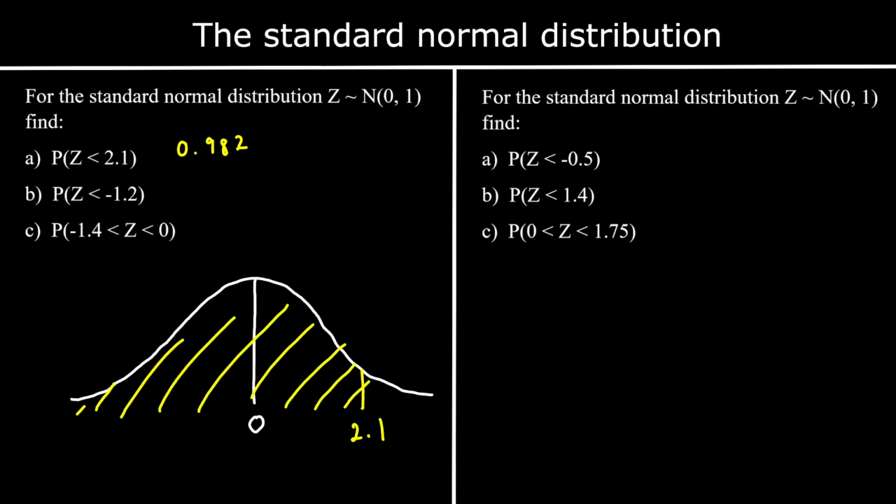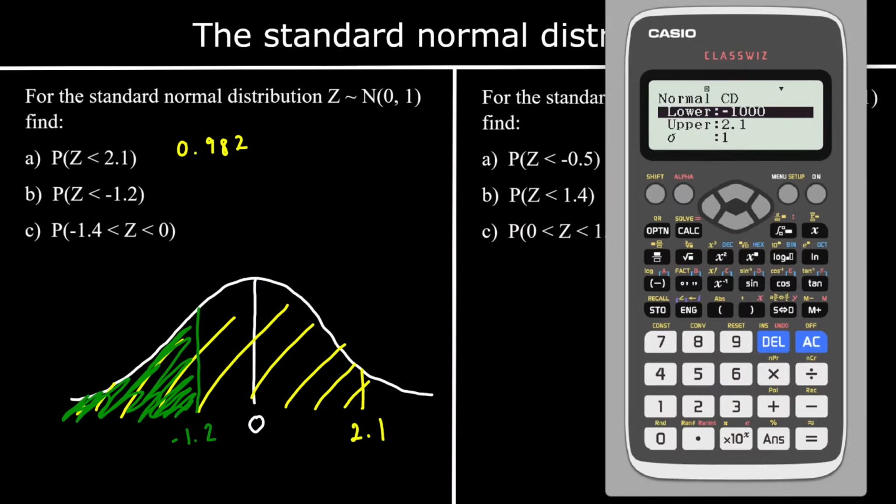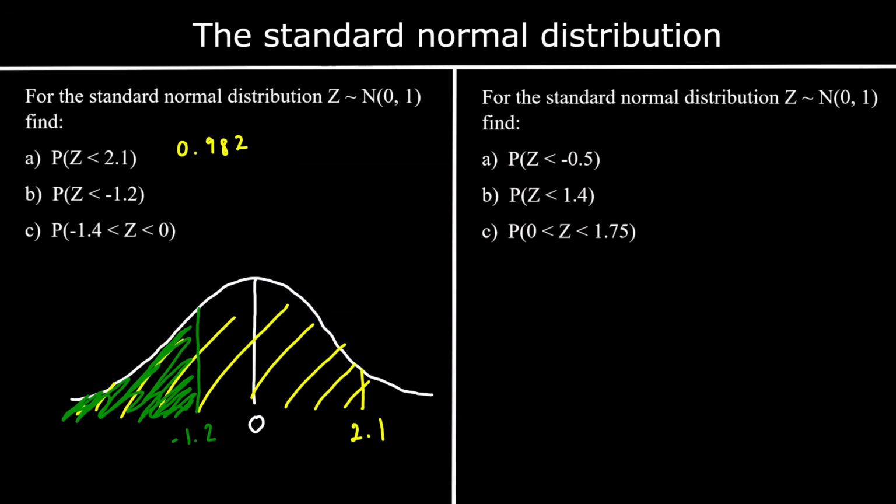Find the probability that Z is less than negative 1.2. So negative 1.2 will be over here somewhere. Find the probability it's less than that. So this green part here. So again, we'll take the calculator. We'll keep our lower as negative 1000. Our upper is now negative 1.2. And our standard deviation is still 1. Our mean is still 0. We get 0.115.